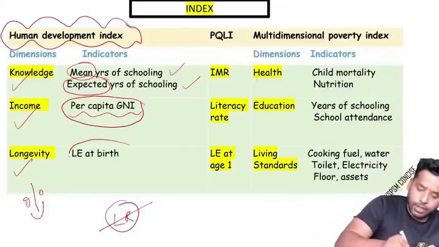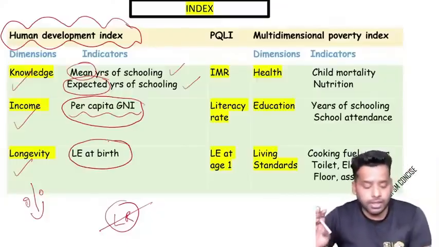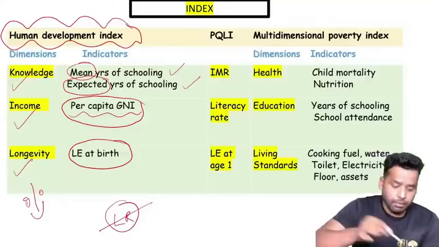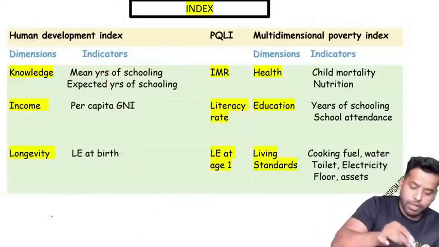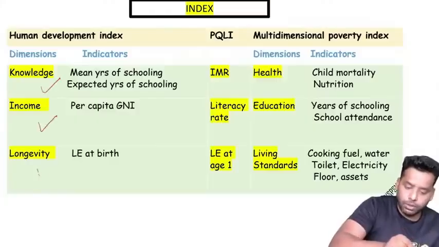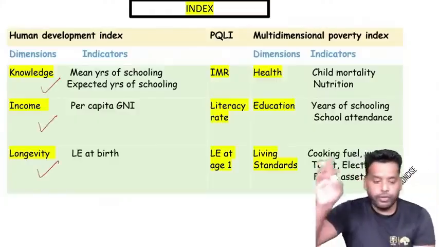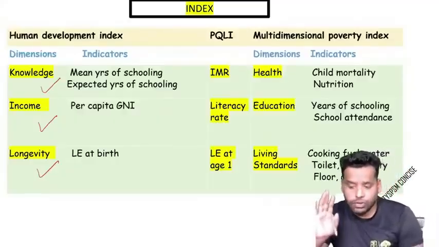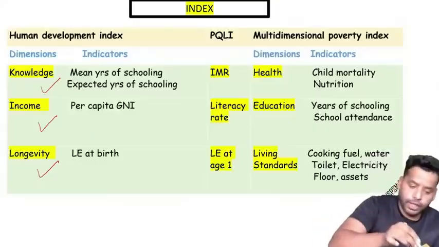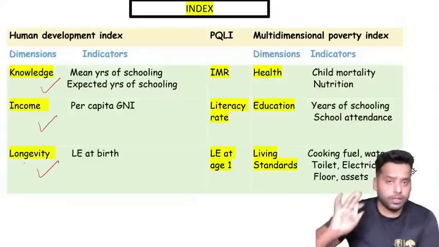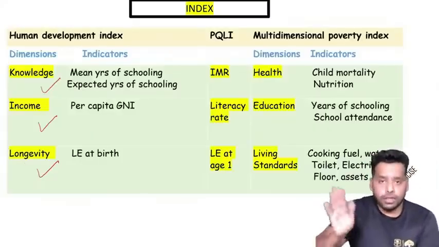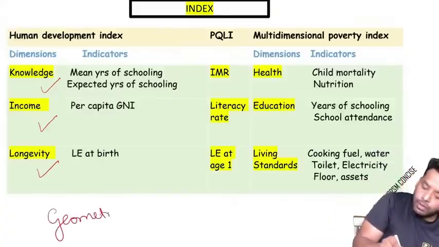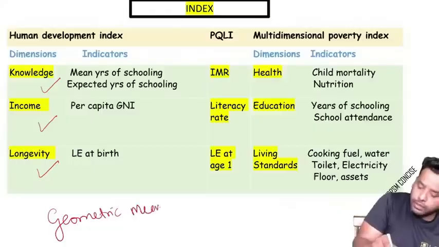Life expectancy, when you count, it is life expectancy at birth. That means every dimension is given equal 1/3 importance. True or false? True statement. Equal importance for all. After that we calculate geometric mean. Human Development Index is geometric mean.